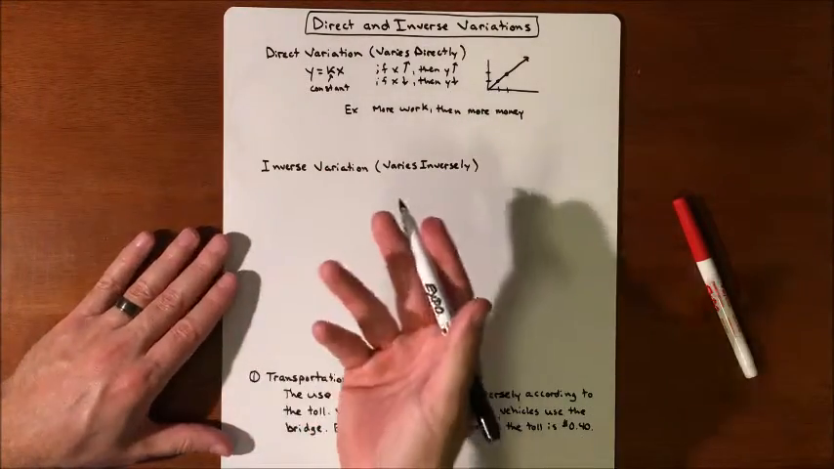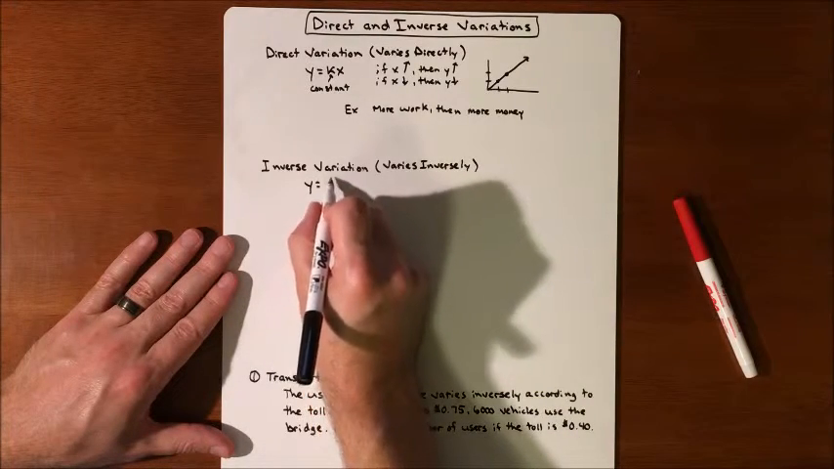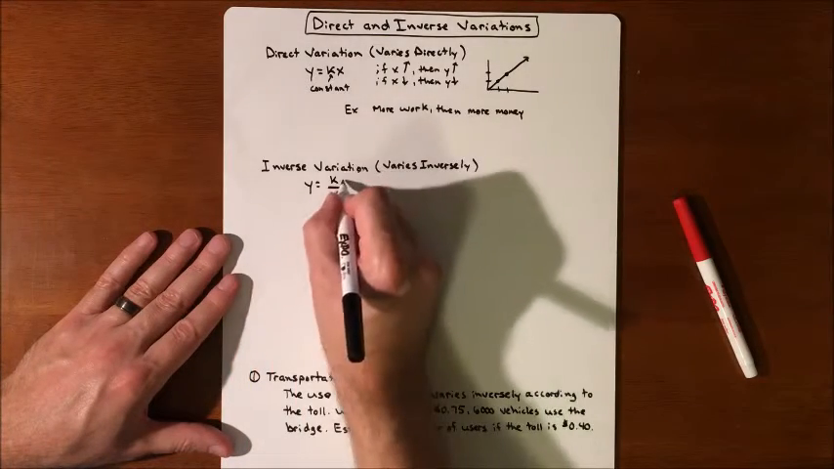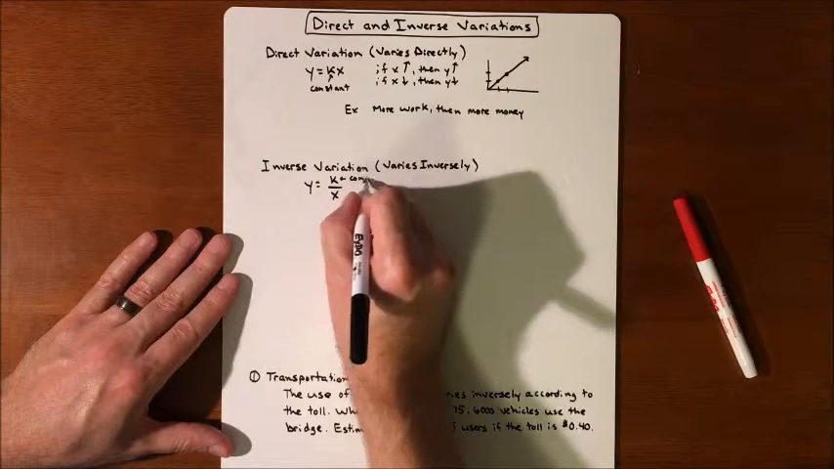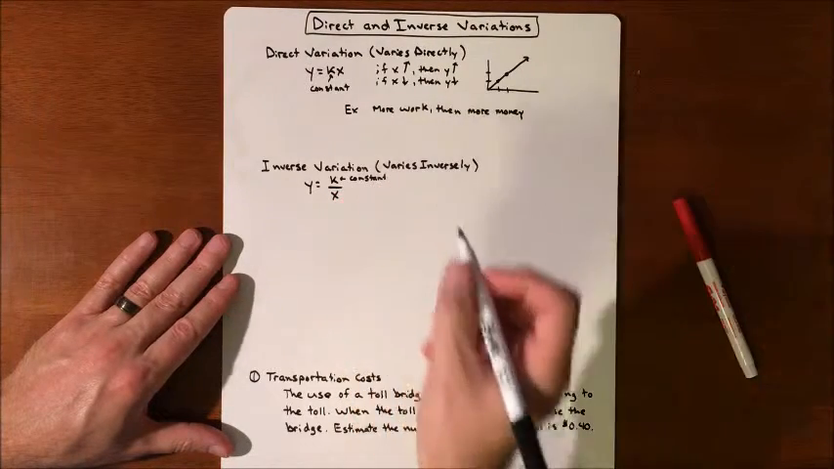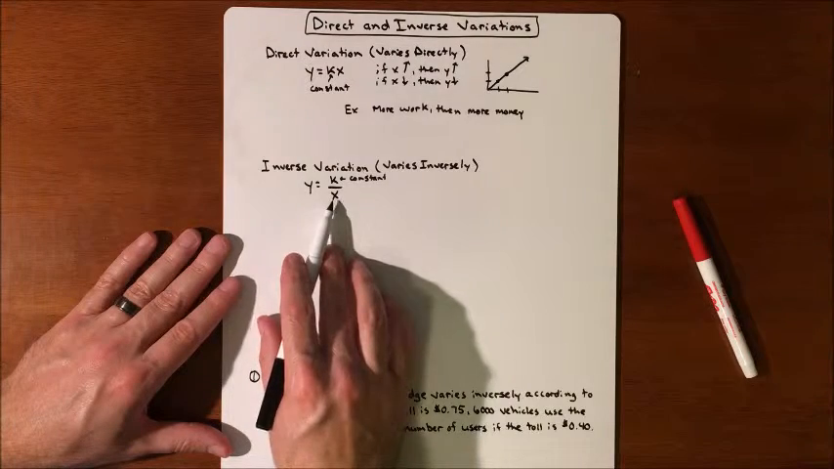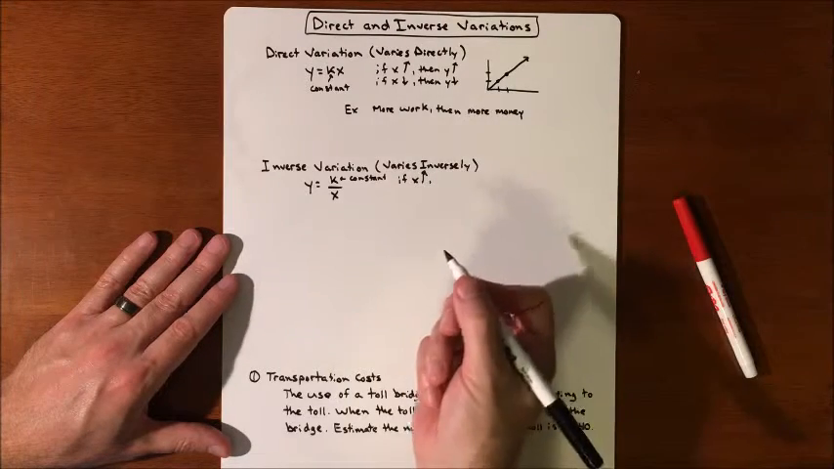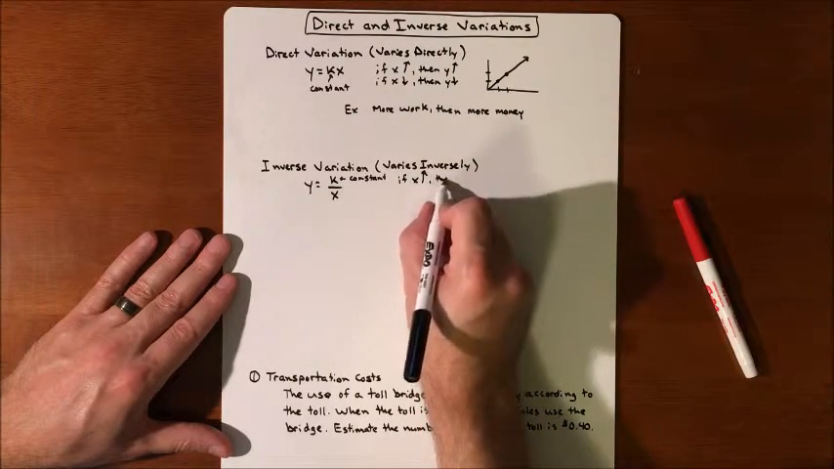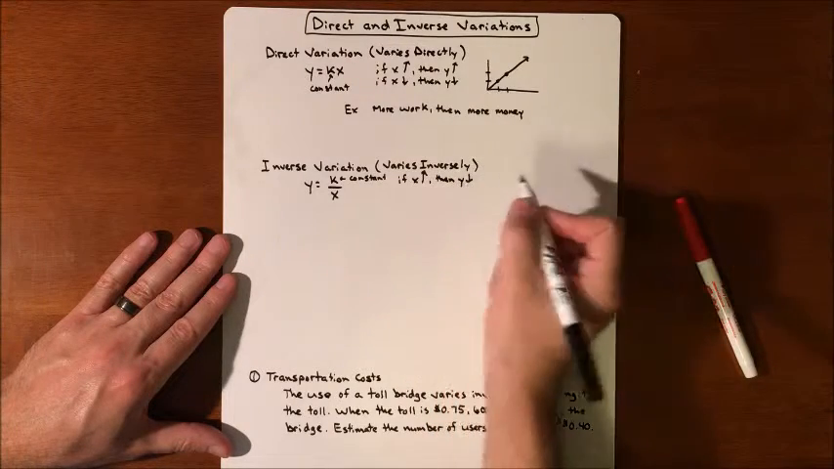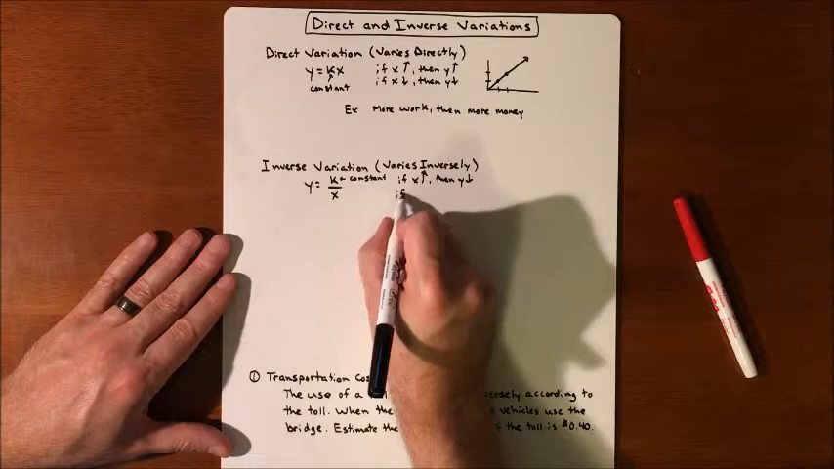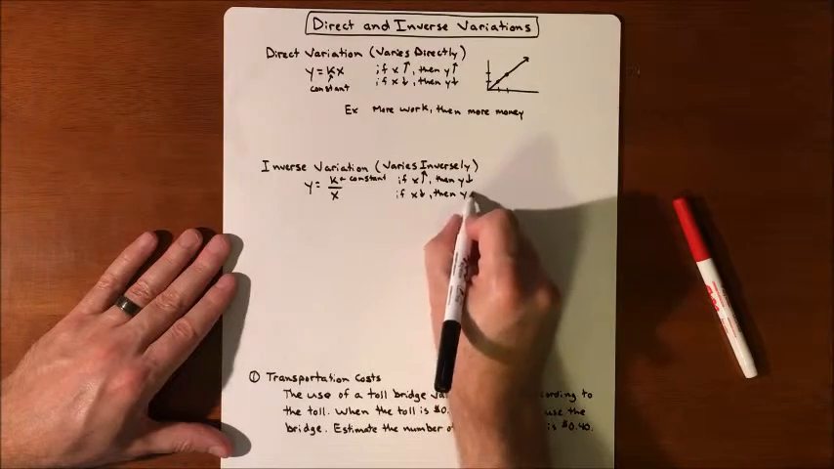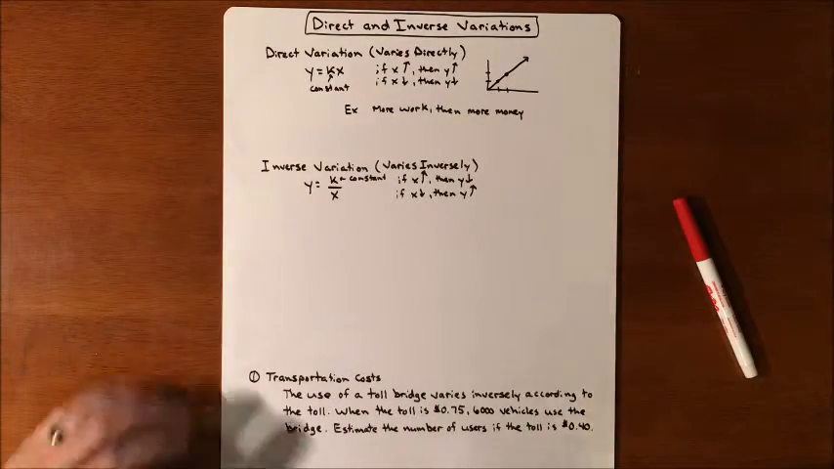An inverse variation is the opposite of that. So equation-wise, it looks very different. We're going to take some sort of a constant again, and we're going to divide it by x. So this time, if x goes up, the idea of an inverse variation is that then y is going to go down. So if x decreases, then y increases.